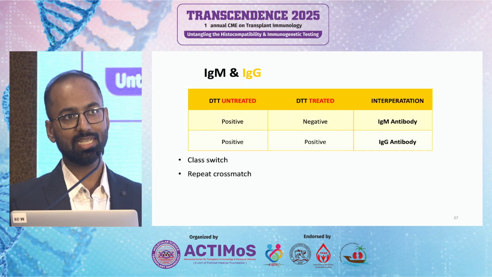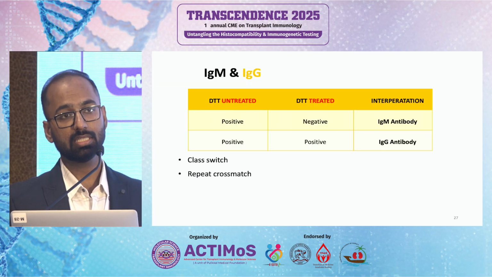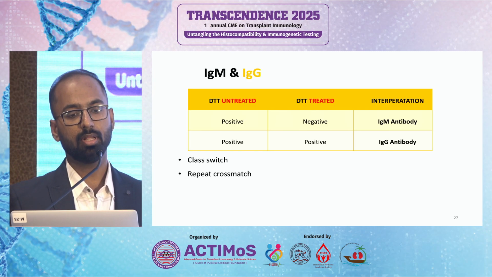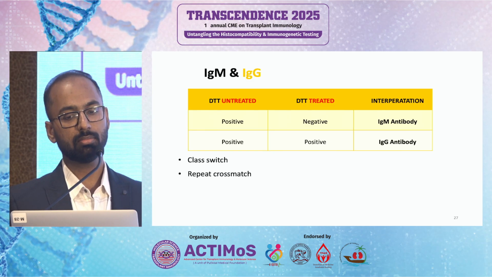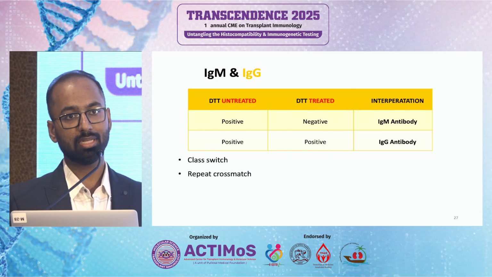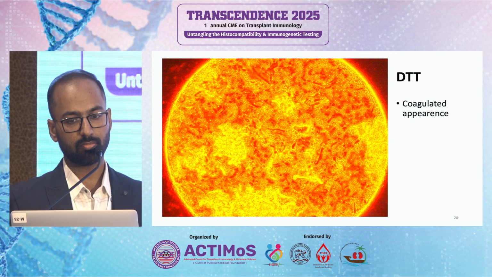But the one thing is that this IgM can later class switch to IgG antibody. This is how we identify it: on DTT treatment, if the reaction becomes negative, then it is an IgM antibody. If the reaction persists even with DTT treatment, it is an IgG antibody. As I said, class switching has to be considered, and for this a repeat crossmatch has to be done to know whether class switching has happened or not.